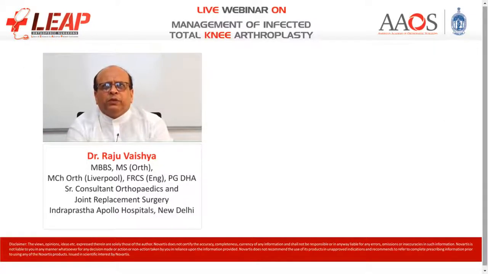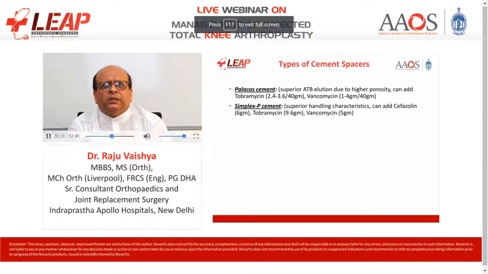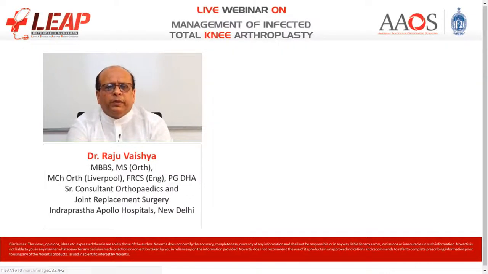There are various types of cement spacer that can be made with the help of Palacos cement or Simplex P cement. Palacos cement gives you superior antibiotic elution due to higher porosity, and you can add tobramycin or vancomycin in high concentration as mentioned here. Simplex P cement has superior handling characteristics, and again one can add a variety of antibiotics to this cement in high concentration to make the cement spacer.